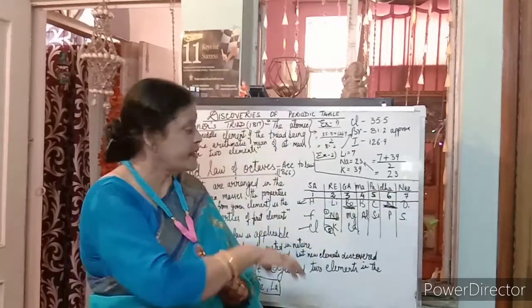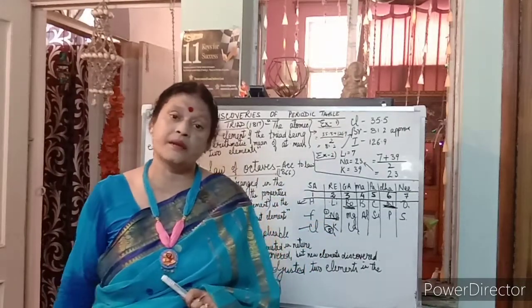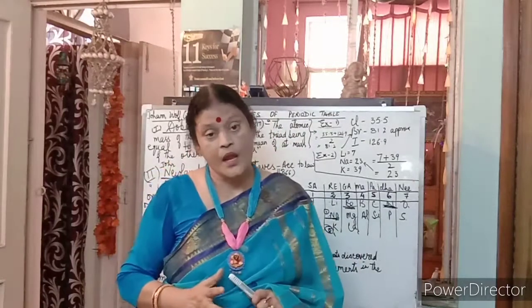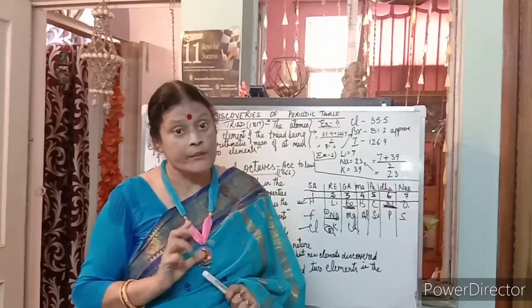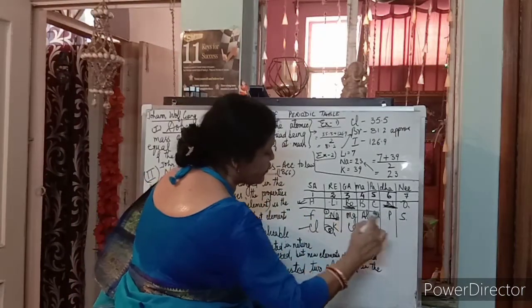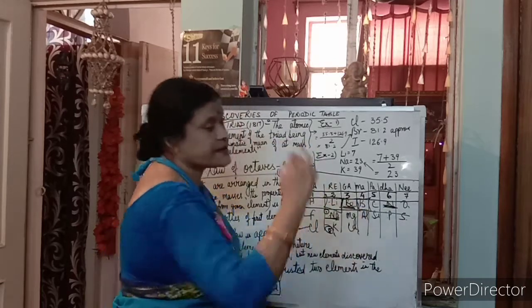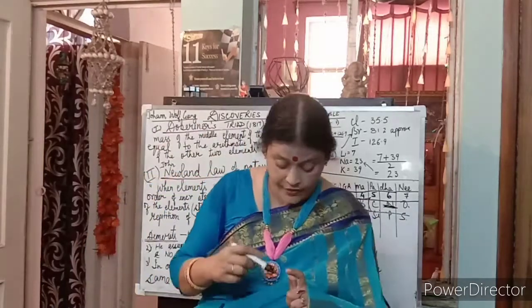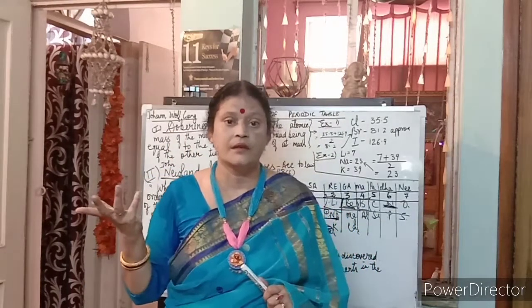In his table, here and here I have arranged only till 20, but he arranged 56 elements in his table. Now, some of the properties are 100% matching. But what he did, these are known as slots. This is one slot, this is the second slot. This is how the boxes are known as slots. And what he did, he kept 2 elements in a single slot.